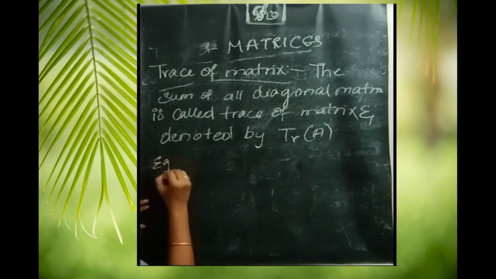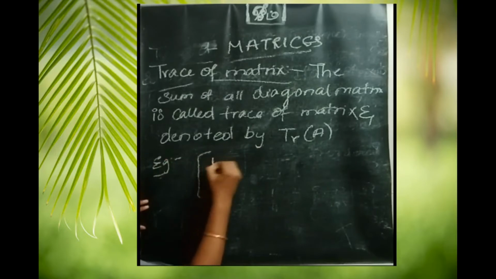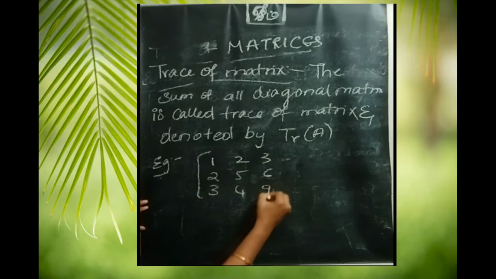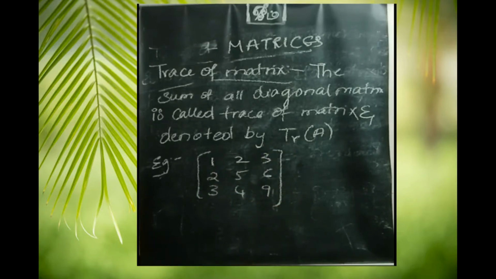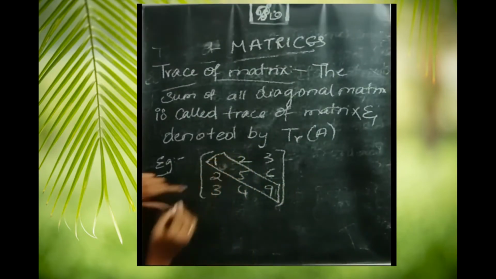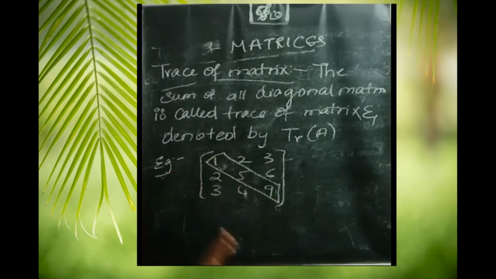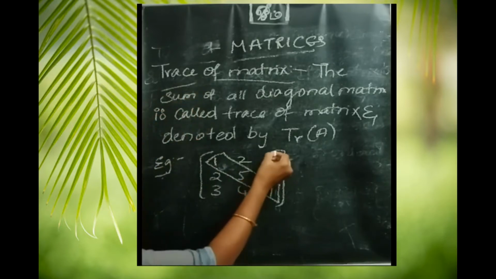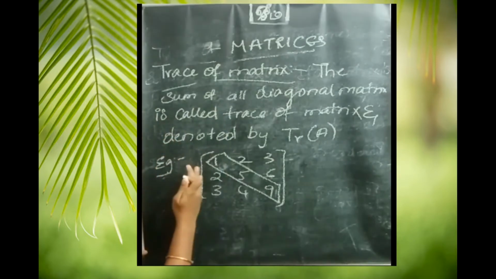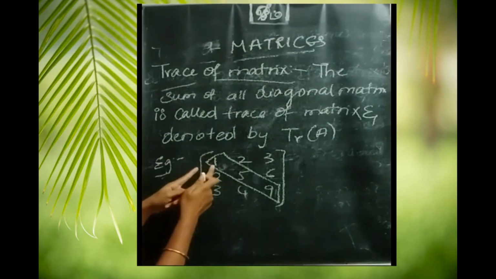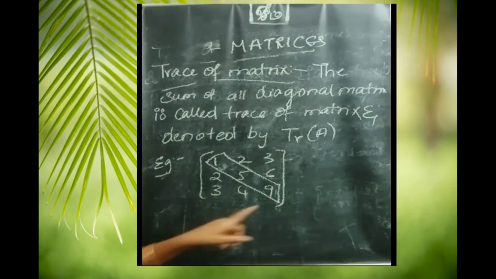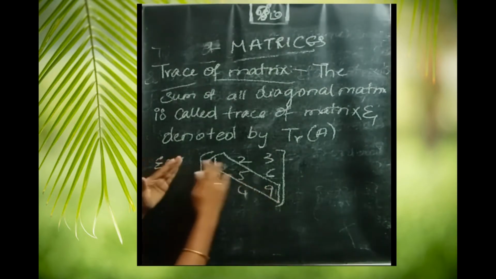For example, see here. If I have 1, 2, 3, 2, 5, 6, 3, 4, 9. Okay. Diagonal. In this, trace means from this to last only in this matrix. Diagonal means it will also take 3, 5, 3. But in trace of matrix, we have to take the diagonal from the first element to the last element of the matrix. That means here the last element.